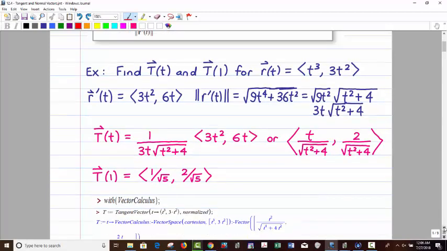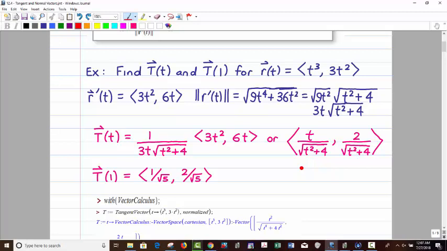Technically, the square root of t squared is actually the absolute value of t. Anyway, here's the velocity vector and then 1 over the magnitude. So 1 over that magnitude we just found, and it cleans up a little bit better by doing it this way. So 3t squared over 3t would just be t, with the square root of t squared plus 4 on the bottom, and then 6t over 3t would be 2 with the square root of t squared plus 4 in the denominator. So that's your unit tangent vector for any value t.